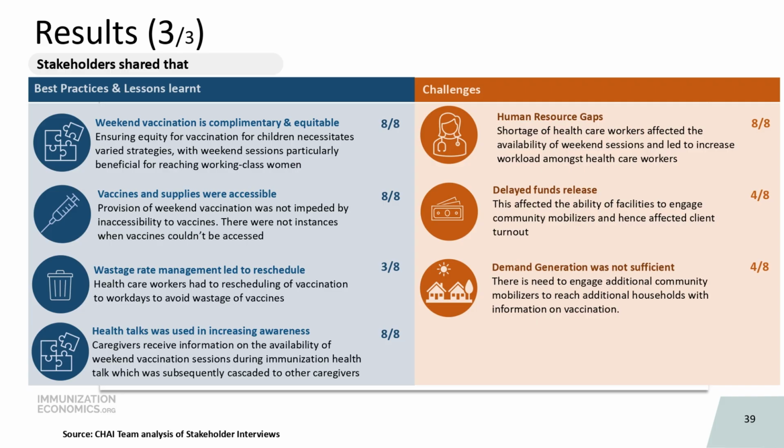Another major issue was the delayed release of the funds during the implementation of the zero dose reduction operational plan, which led to the inability of the facilities to properly engage community mobilizers, which affected turnout and also influenced the total cost per zero-dose child reached.